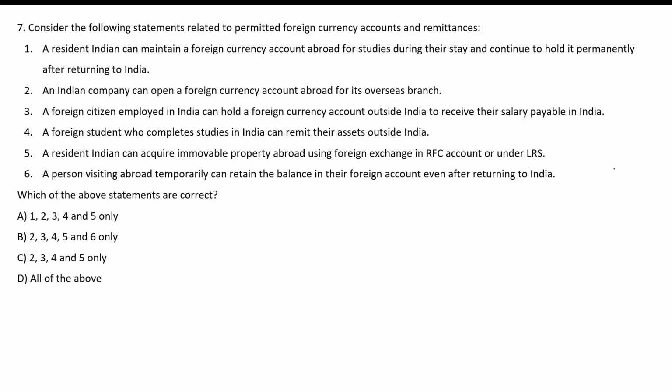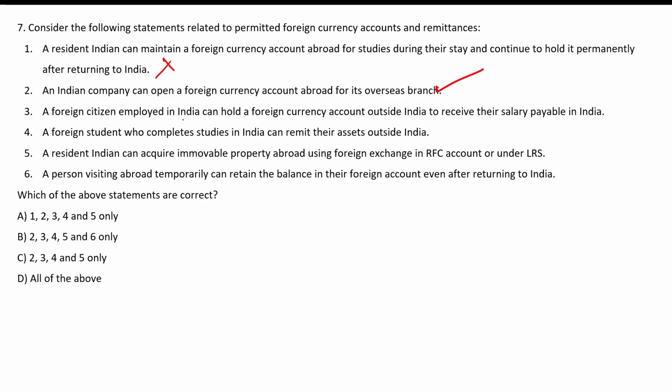Consider the following statements related to permitted foreign currency accounts and remittances. A resident Indian can maintain a foreign currency account abroad for studies during their stay and continue to hold it permanently after returning to India. So no, this is not correct. An Indian company can open a foreign currency account abroad for its overseas branch. Yes, it can. So this is correct.